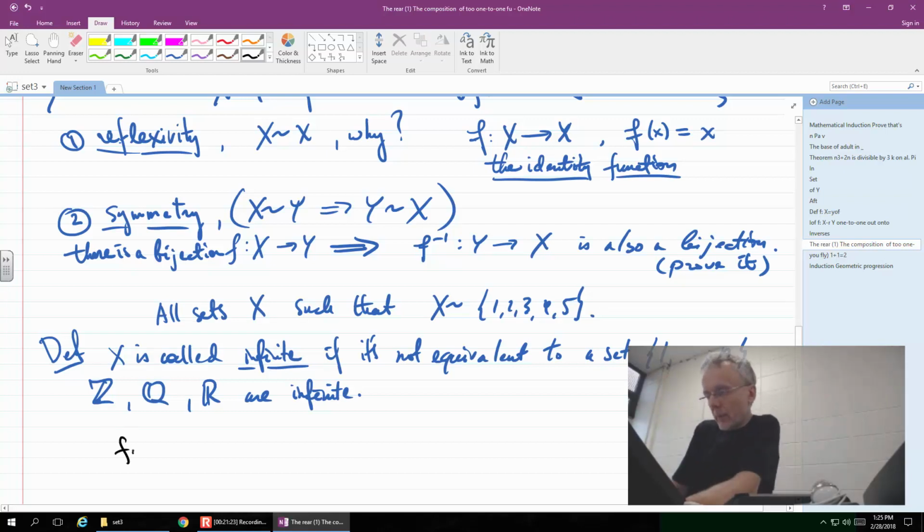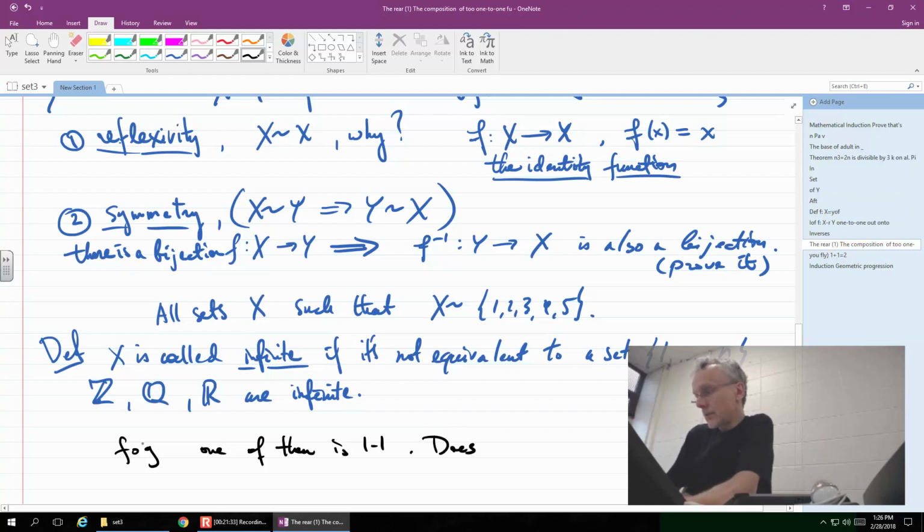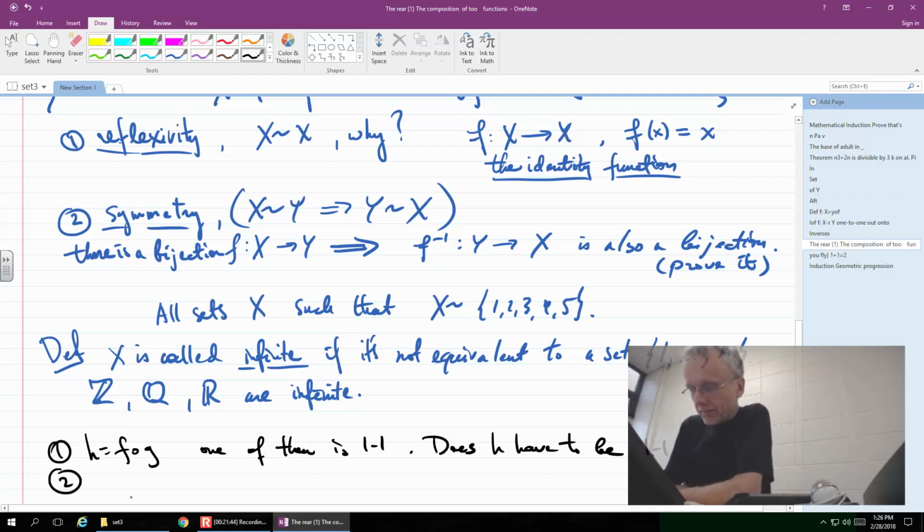So F composition G, one of them is 1-to-1. So that's H. Does H have to be 1-to-1? And same with onto. So it's 1 and 2, 1 onto. Does H have to be onto as well? Okay, so once again, think about it as homework.